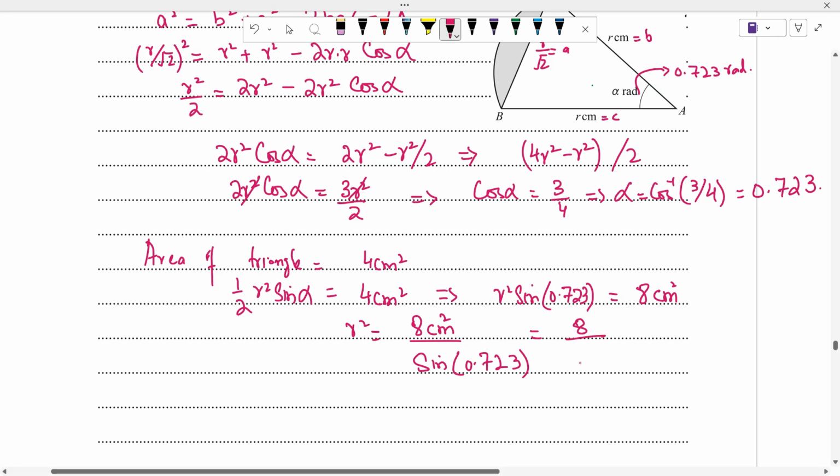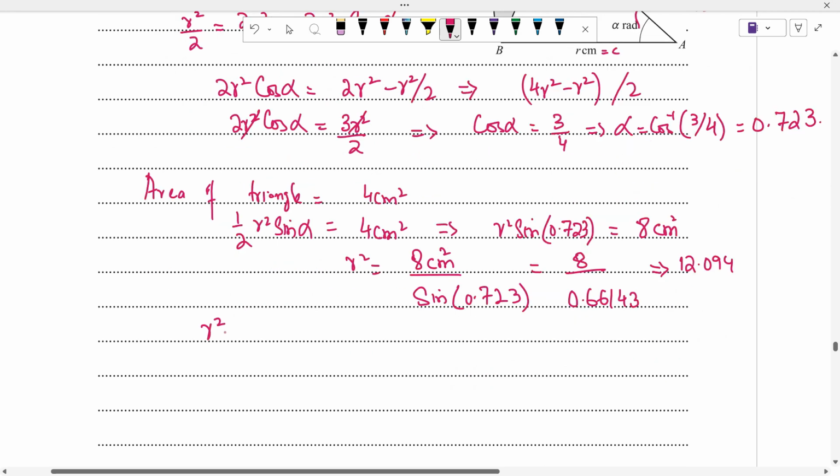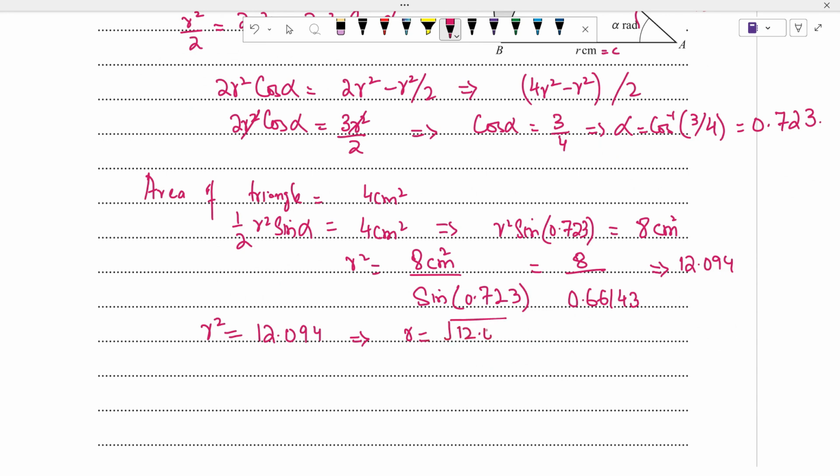which is equal to 8 over sine of 0.723. Sine of 0.723 is 0.66143, and this is equal to 12.094. So we have r square equal to 12.094, and r is equal to the square root of 12.094, which is equal to 3.4776. Or you can say that r is equal to 3.48 centimeter.